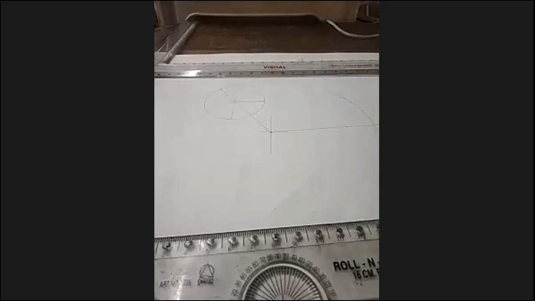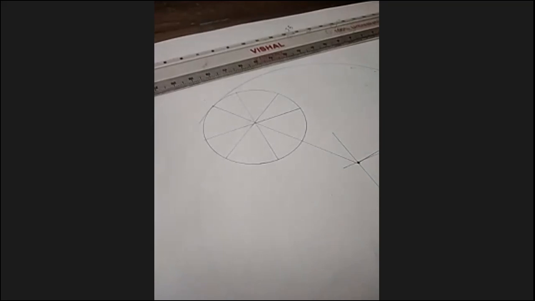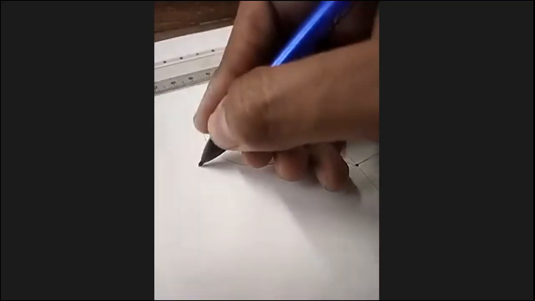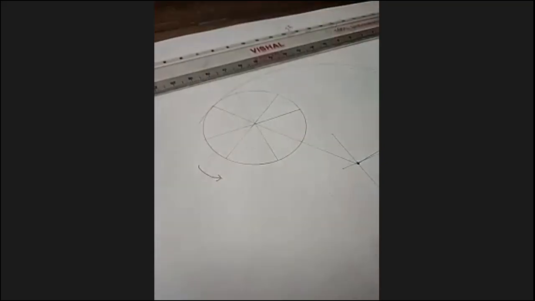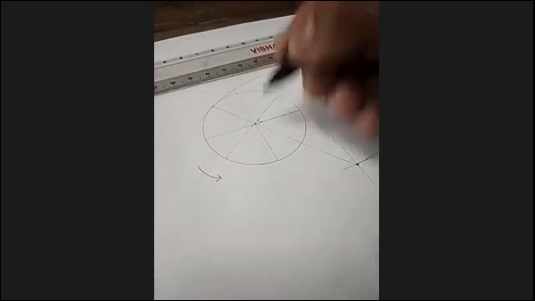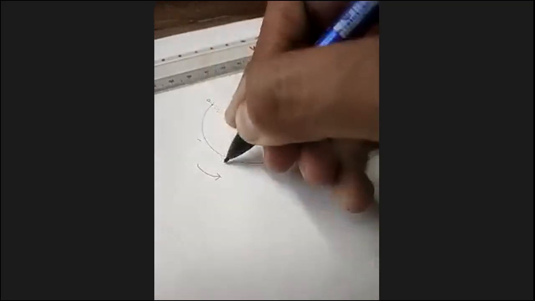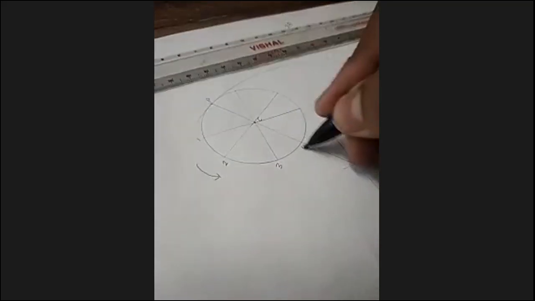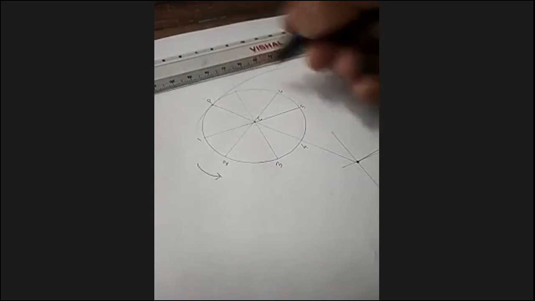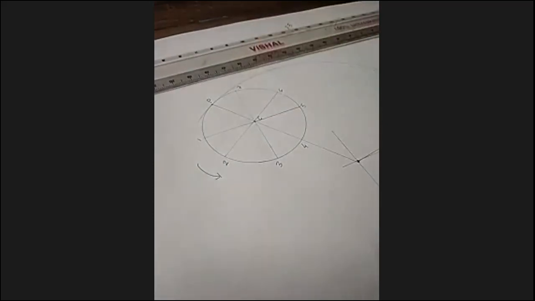Division is done. Fine. What is the next step? My motion will be like this. So I will give names. This is C. This is P, my point P. 1, 2, 3, 4, 5, 6, and 7. And we'll divide these also into 8 parts. These also need to be divided into 8 parts.